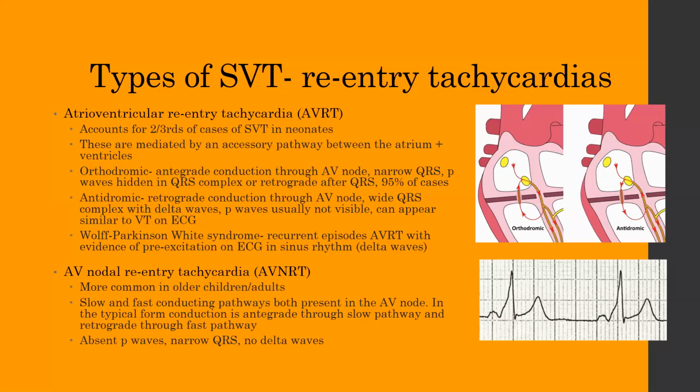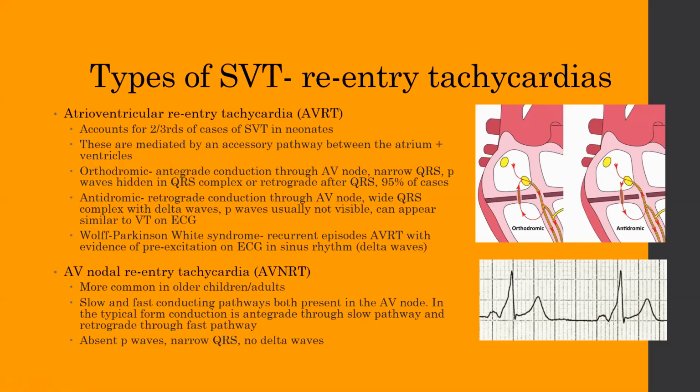Wolff-Parkinson-White syndrome basically encompasses AVRT episodes when you can also see pre-excitation on a normal ECG in sinus rhythm. So that's what we call delta waves, which you can see in this ECG at the bottom. You have that sloping up into your QRS complex. Particularly with babies, you might not always see this.